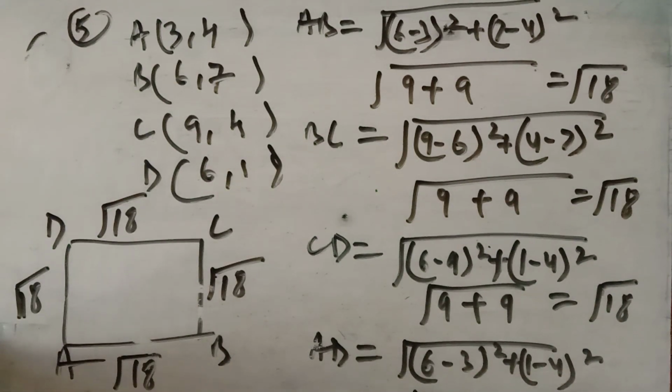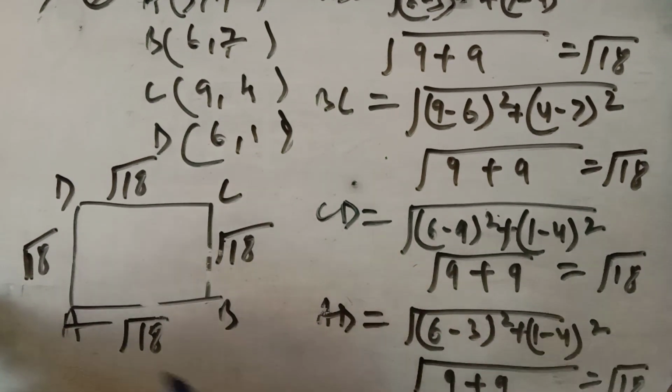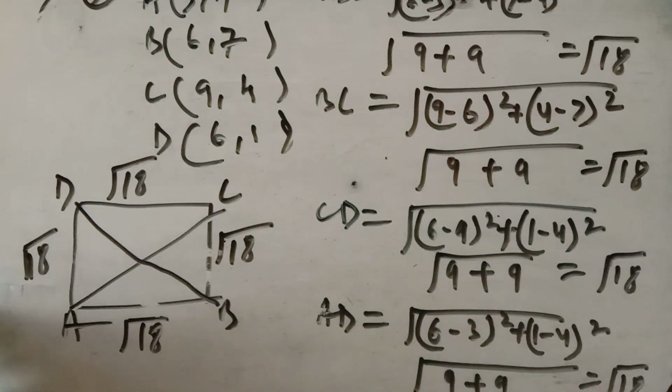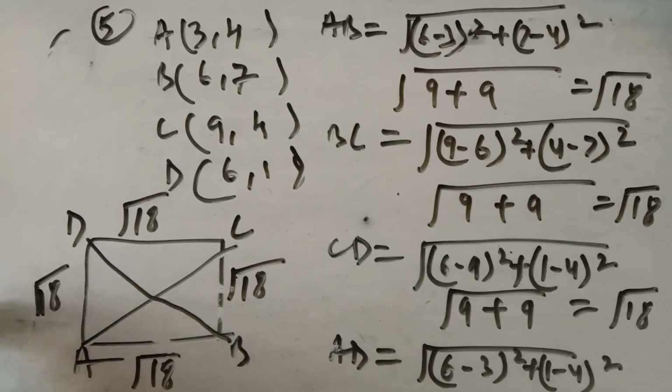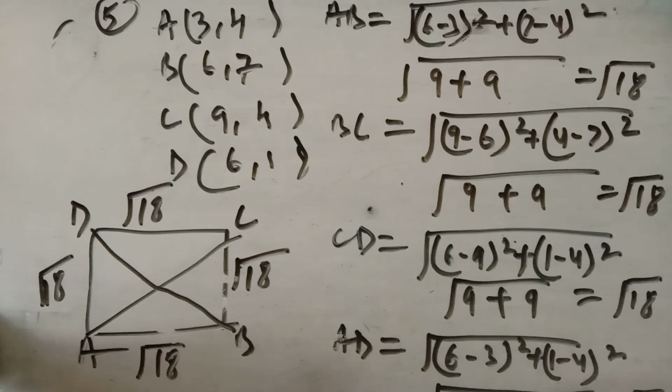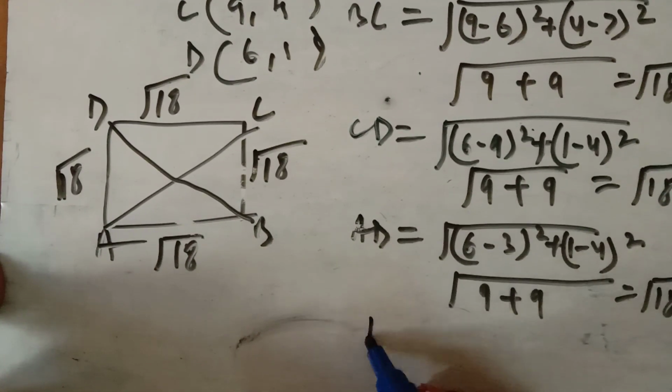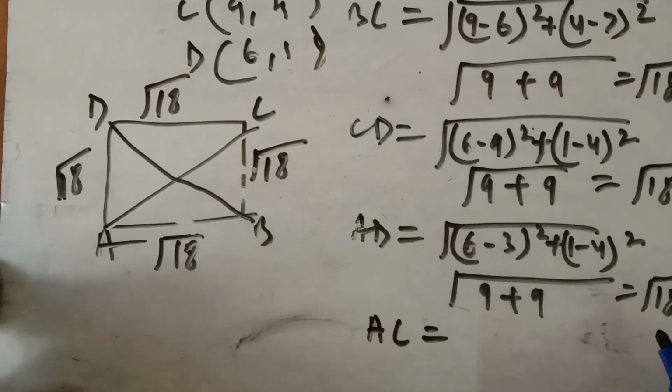When a quadrilateral is said to be a square, all sides are equal and the lengths of its diagonals are also equal to each other. So to prove whether it is a square or not, I'll find the length of its diagonals also. That is, I'll find the diagonal AC. I'll find the length of the diagonal AC also by using the distance formula.